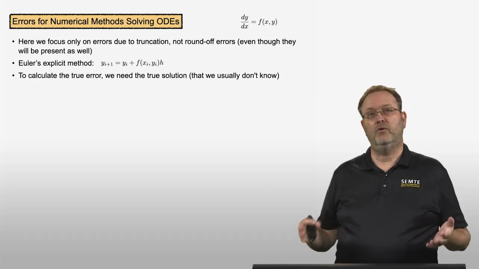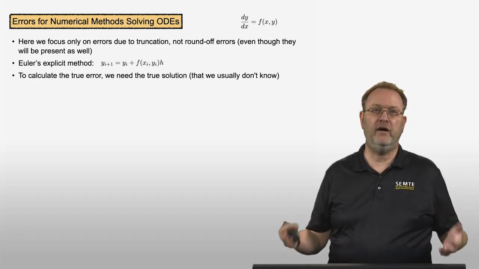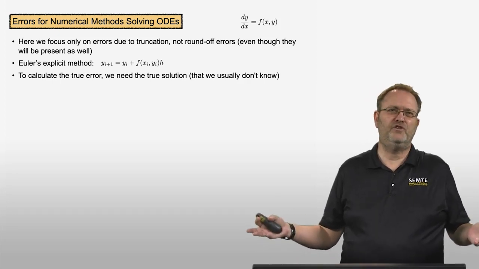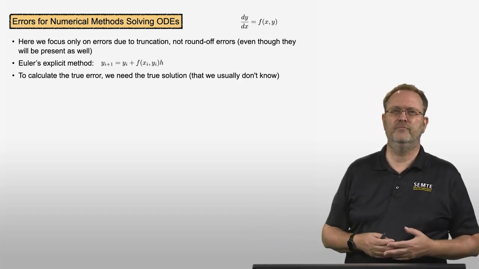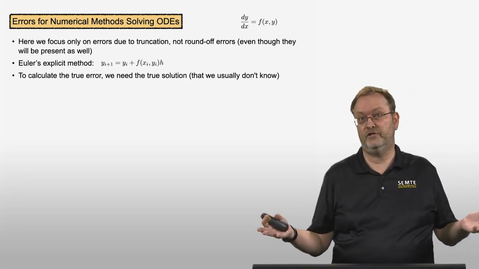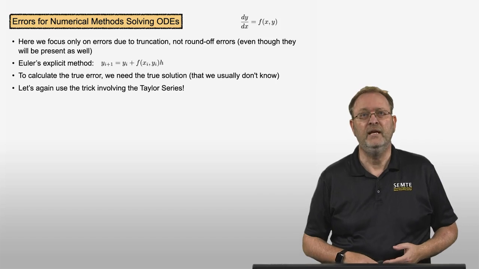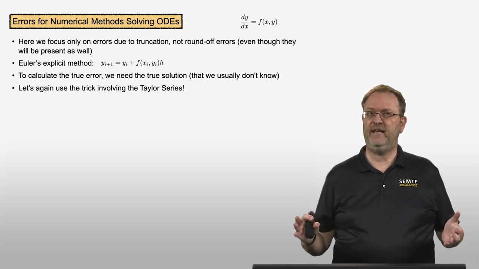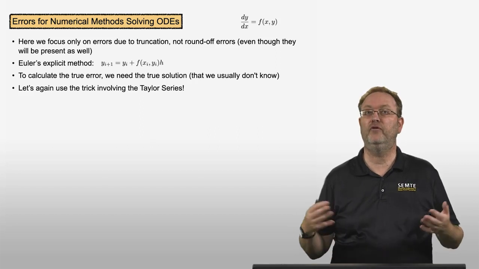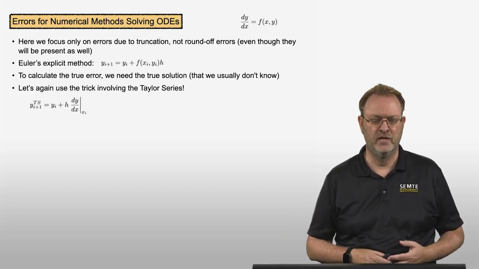Now, in order to calculate the true error, we need the true solution. But we usually don't know the true solution because if we did, what's the point of calculating a numerical solution in the first place? So let's instead use again the trick that we've used previously that involves the Taylor series.